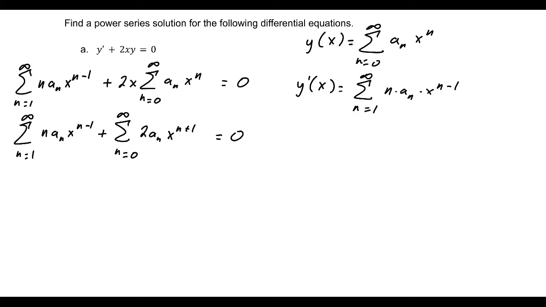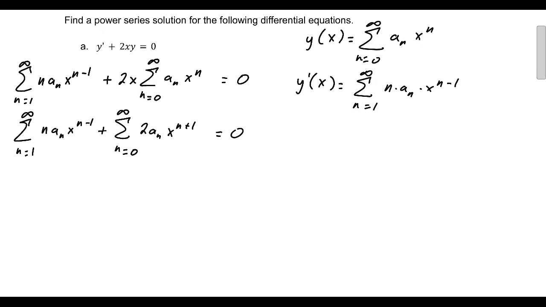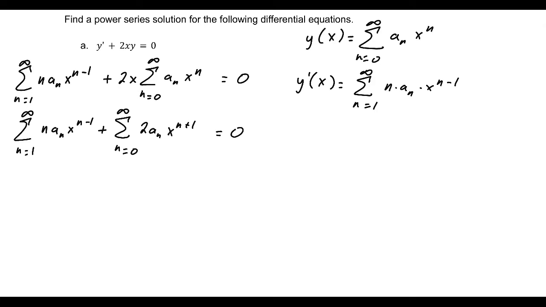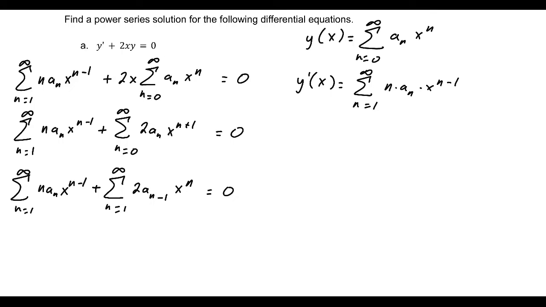Now we want both of these power series to have the same powers of x. So I'm going to adjust my index of the second to be equal to the sum from n equals 1 to infinity of 2 times a sub n minus 1 end subscript times x to the n. And we'll leave the first power series the same. Actually, no, we need to adjust that one as well.